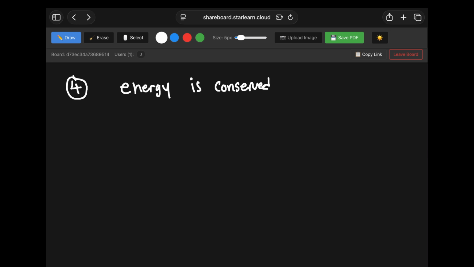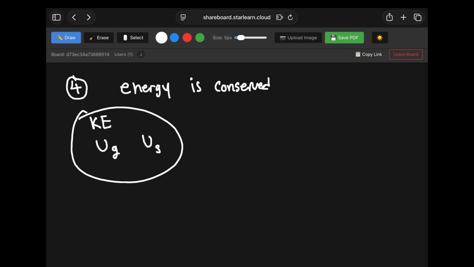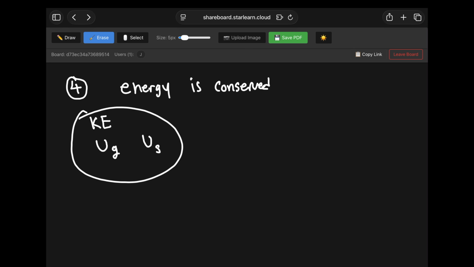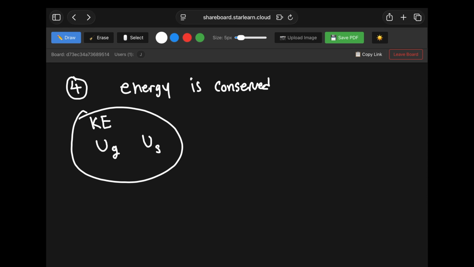So in physics, we learn kinetic energy, and we learn potential energy, and gravitational potential energy, and spring potential energy. And here, sometimes, even when we add up all these energies, they might not add up, meaning it might not be conserved. And it's because of some special cases, such as an inelastic collision.